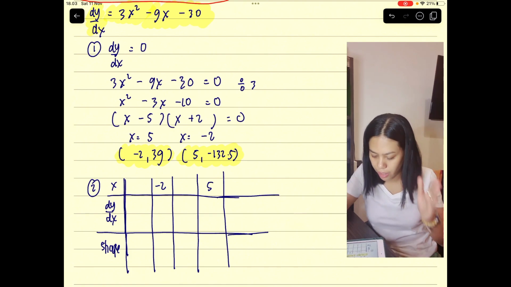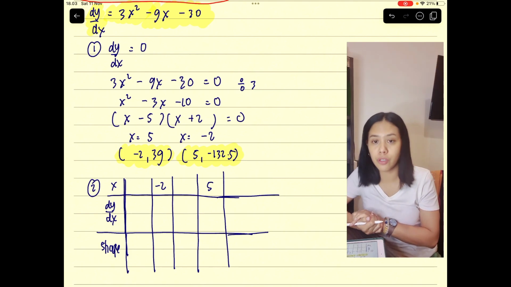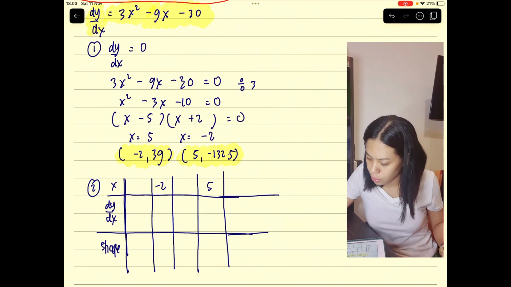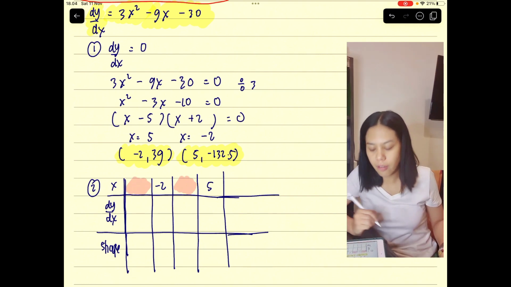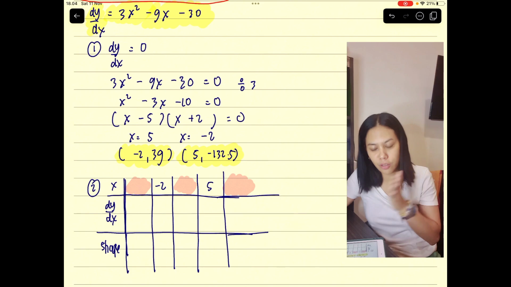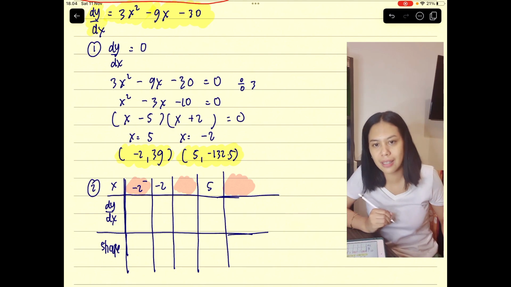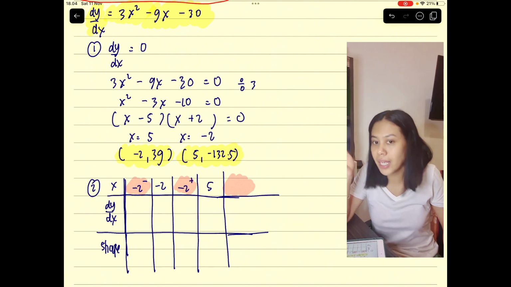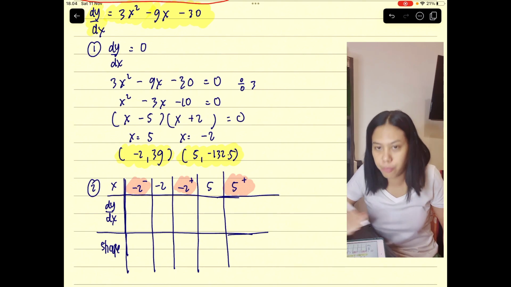If you see, I put space in between them, because we're trying to test the neighbors of -2 and 5. The neighbors are the numbers on the left side of -2, between -2 and 5, and on the right side of 5. So I'm going to write -2 minus on the left side of -2. In between -2 and 5, you can either put -2 plus or 5 minus, it's okay. And on the right side of 5, I'm going to put 5 plus.